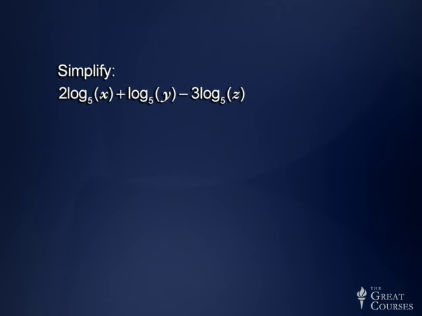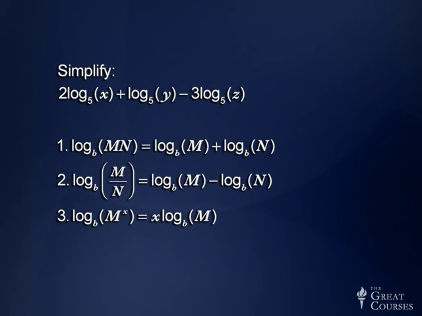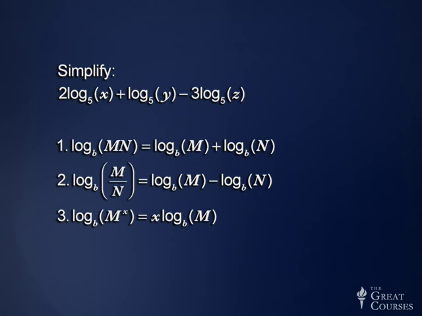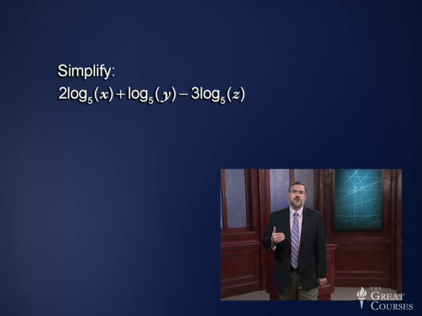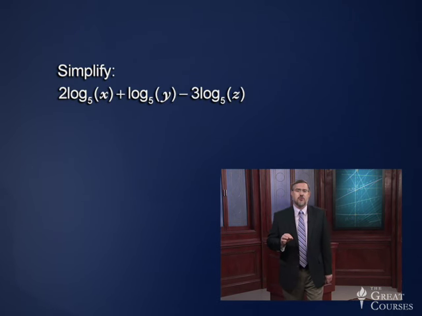And those were log base b of m times n equals log base b of m plus log base b of n, and log base b of m over n equals log base b of m minus log base b of n, and lastly, log base b of m to the x equals x times the log base b of m. Now, as we walk through this example, I do need to stress one important thing.